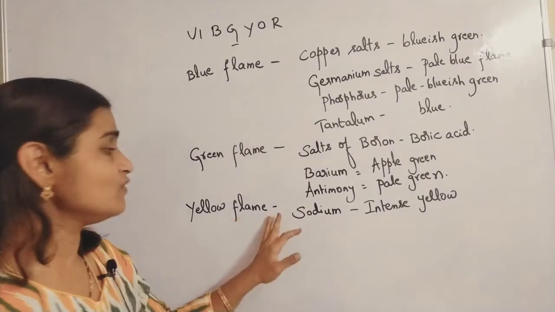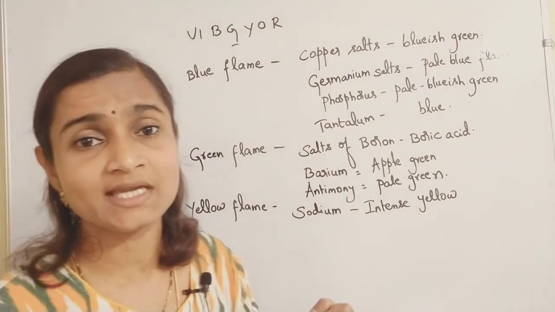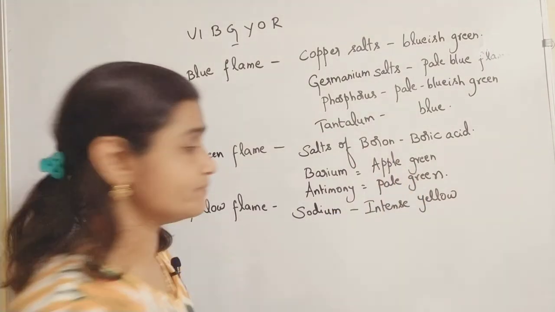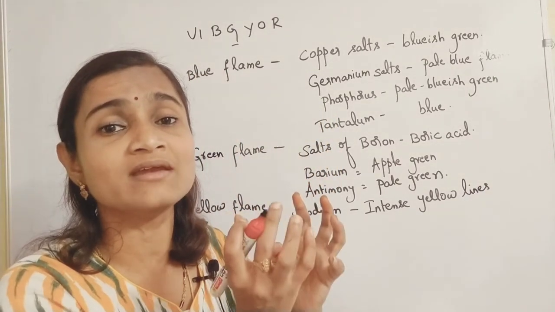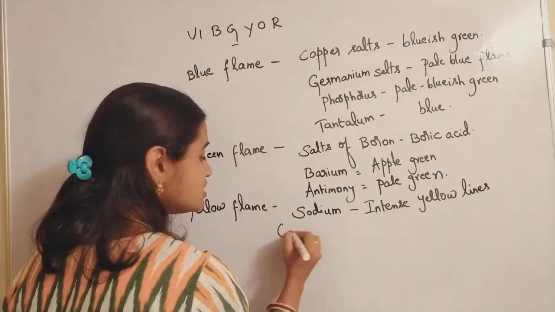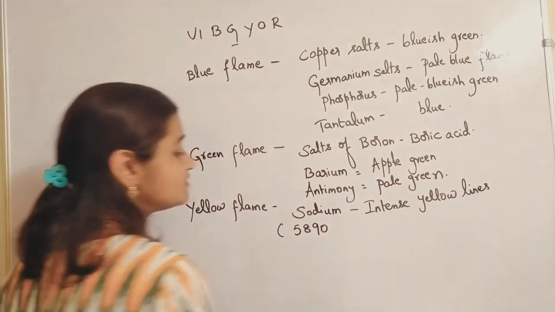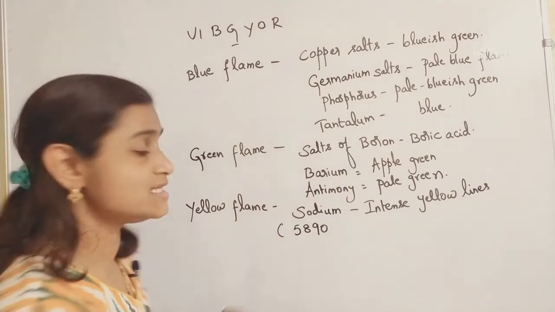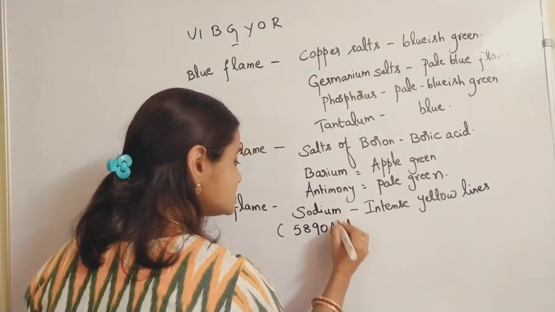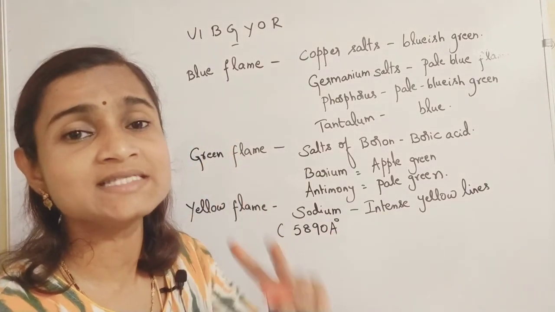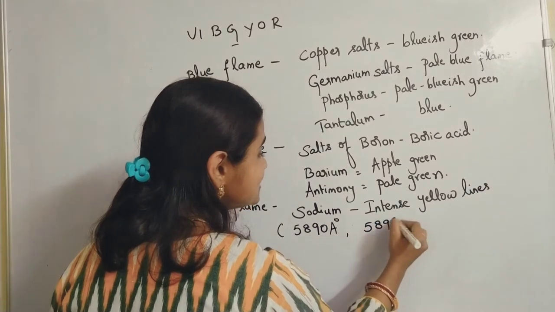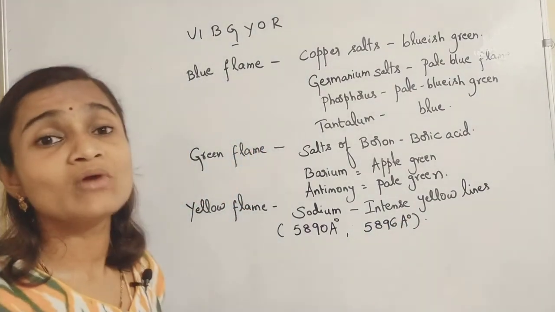So here, yellow flame, sodium metal, if it is being heated, intense yellow lines in the yellow region, means the yellow region gets illuminated, intense lines. And here you will get a question like this: the intense lines are observed in the wavelength range of 5890 angstroms. You will get one bright line, you will get two bright lines, very bright, intense yellow lines. At 5890 angstroms you will get one line, and at 5896 angstroms you will get one more line.